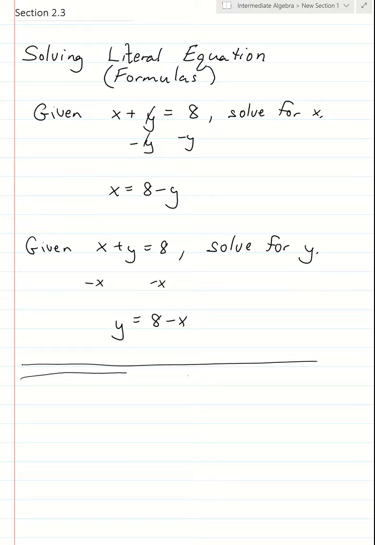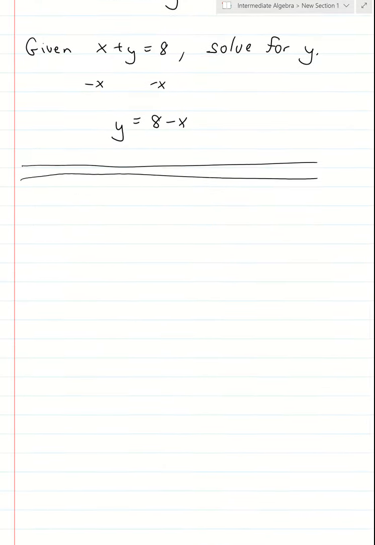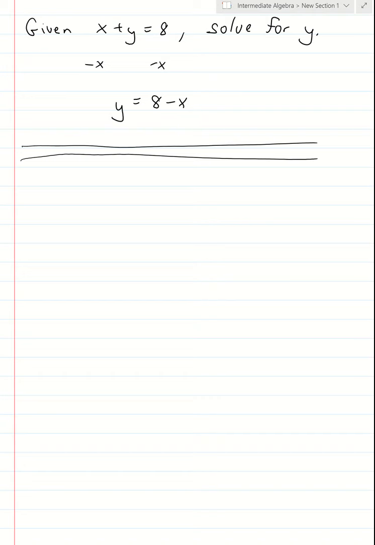Let's do some other ones involving solving literal equations. Let's say we have 2x plus 4y equals, let's say, the number 10. And let's say, once again, I want you to solve for the variable x. We're trying to get this x term by itself. Well, to get the x term by itself, I have to eliminate this 4y. So I will subtract 4y on the left, and I have to subtract 4y on the right.